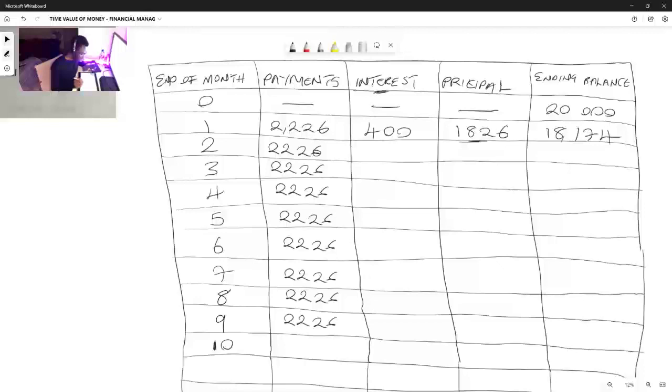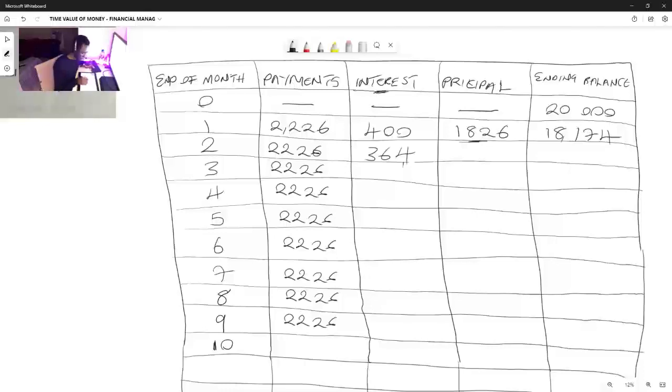Okay, so we now need to find the interest for period 2. How are we going to do that? We're going to do the same thing. We're going to multiply the ending balance of period 1, which is 18,174, by our interest rate per month, which is 2%. So 18,174 times 0.02 gives us 364.